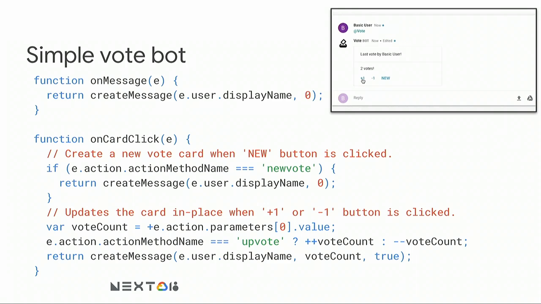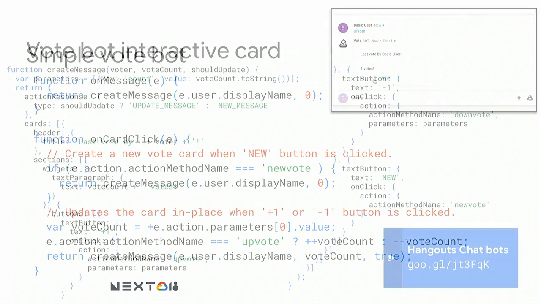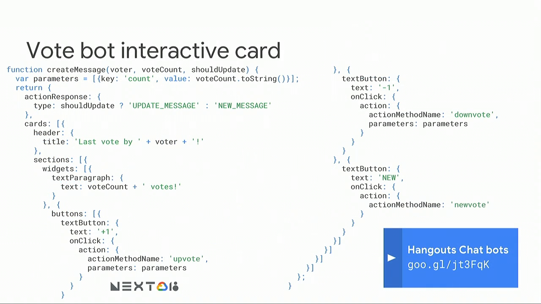So what does the code to render the card look like? There's a little bit more, and it's JSON markup. You can see you're building the card step by step. It shows who was the last person that voted, the number of votes so far, +1 for upvote, -1 for downvote, and then the new button starts a new vote.